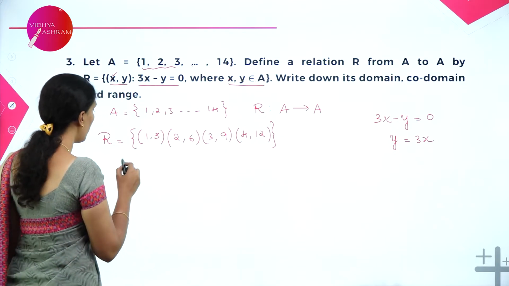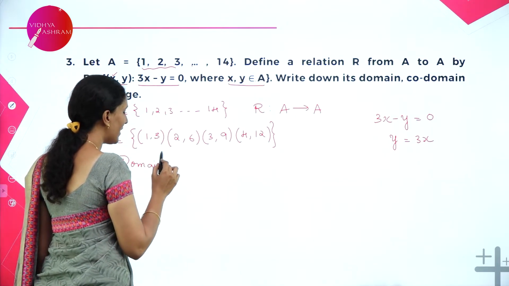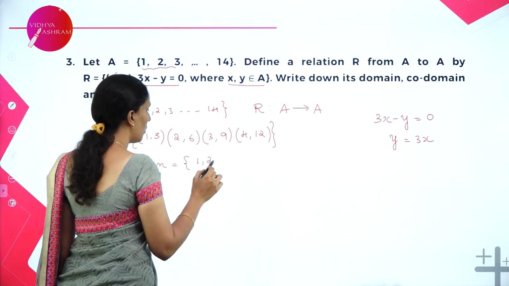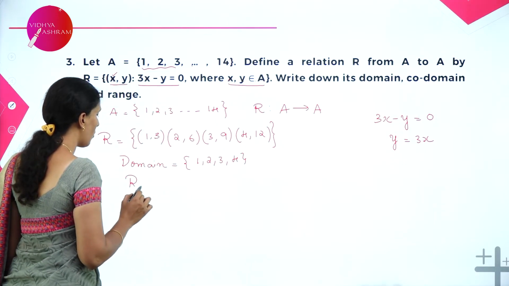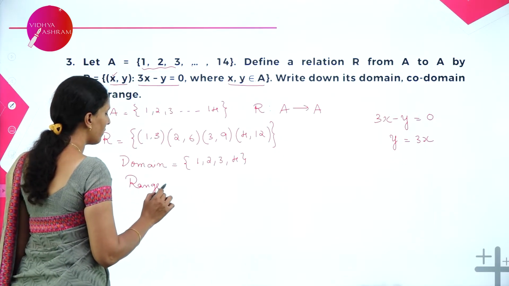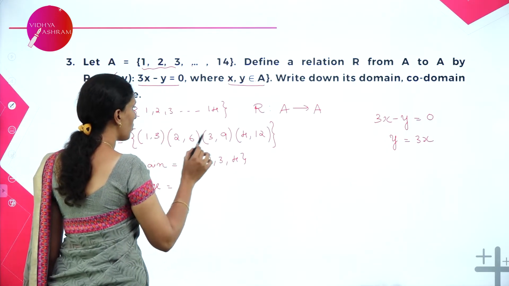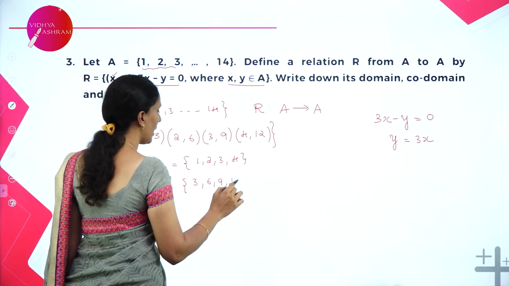Let us write down the domain. So what is the domain? Domain is the set of all first elements in the ordered pairs. What are the first elements we have? 1, 2, 3 and 4. Next we will write down the range. What is the range of the given set? All the second elements, or we call them the images. All the images, that is 3, 6, 9 and 12.